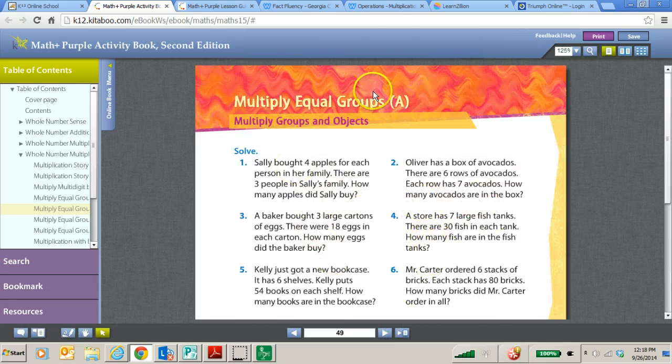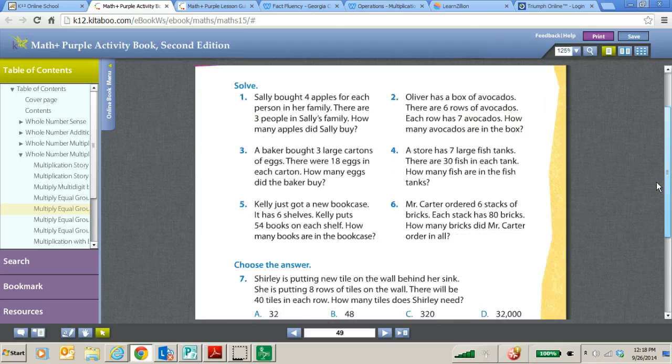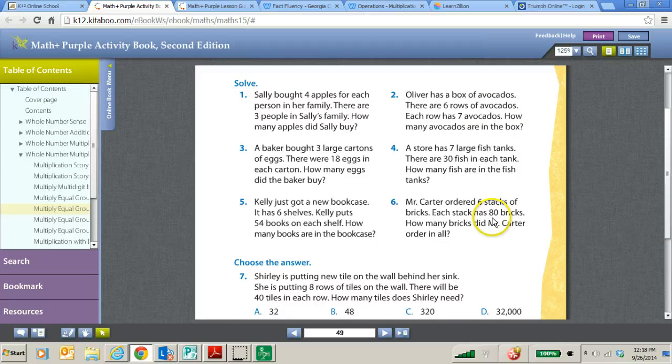Right here for multiply equal groups, we've kind of gone down to multiply equal groups A. The key to knowing whether something is appropriate or not is kind of the size of the numbers. This one has 4 apples and there are 3 people, so it's 4 groups with 3 in each group, or 3 groups with 4 apples for each person. So that one would be perfectly acceptable. This one is a group of 10, so that is manageable. 6 times 54, that's more of an enrichment activity.